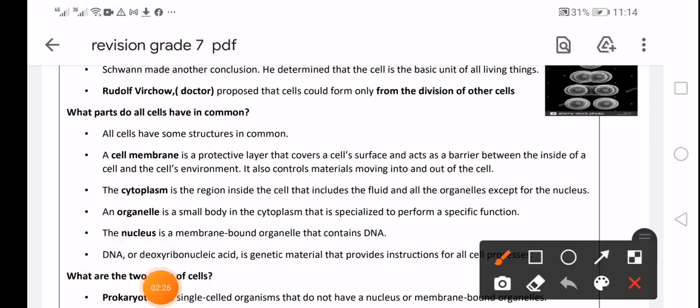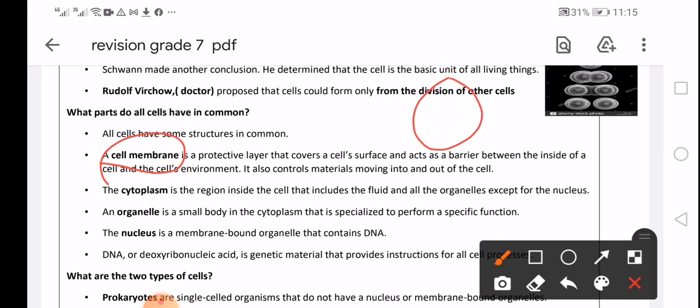What parts do all cells have in common? Any cell has a cell membrane, an outer, protective layer that covers the cell surface and acts as the barrier between the inside of the cell and the cell environment. It also controls the materials moving into and out of the cell.